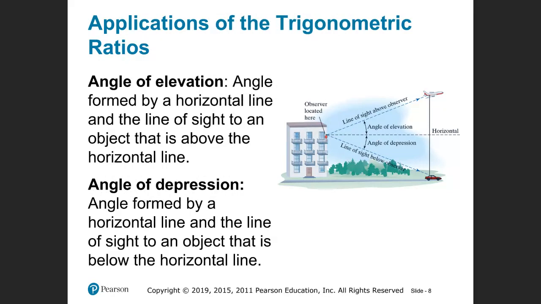Trig has a lot of applications. We can look at the angle of elevation, which per the diagram to the right, you see is the angle formed by a horizontal line and the line of sight to an object that is above the horizontal line. The angle of depression is the angle formed by a horizontal line and a line of sight to an object that is below the horizontal line.